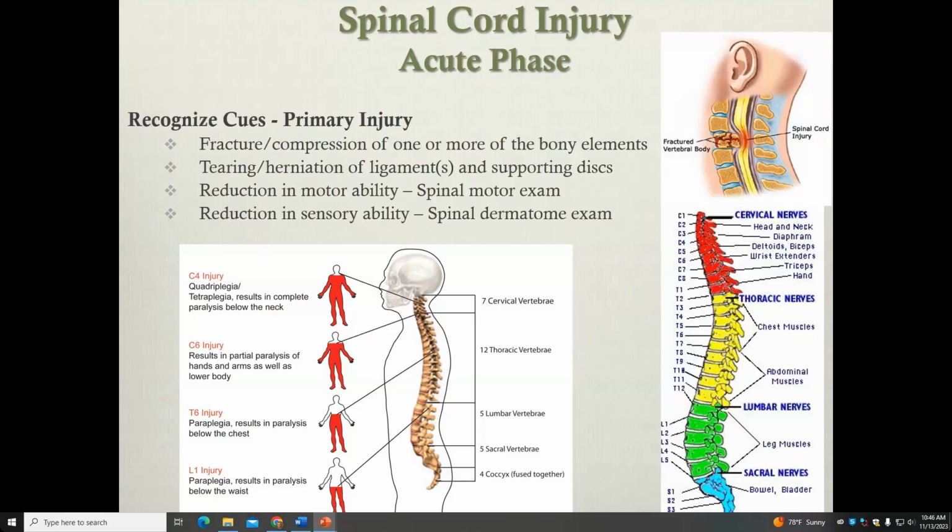So after you've broken a finger, where do you swell? Just right over the break? The whole entire finger, right? So let's say you break T4. Where are you going to swell? Up and down. Okay? So when you're doing an exam on this patient, what are they going to have below T4? Nothing, right? Because they're swollen there.